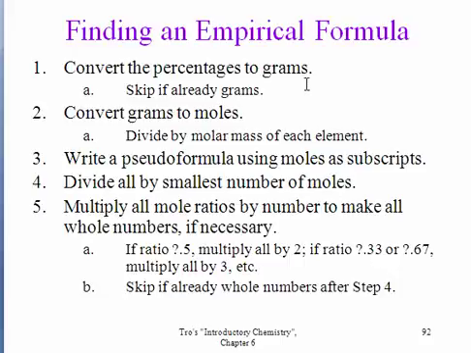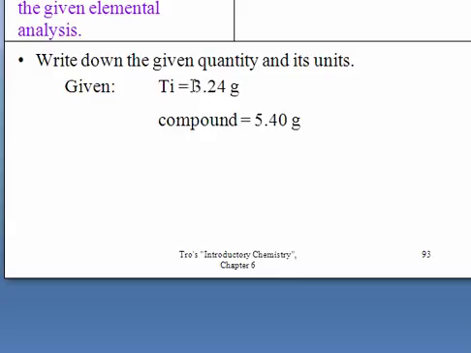So let's review the rules. If we are given percentages, we change the percentage symbol to grams. However, in this case, we already have grams, so we don't need to do that. What we're going to do is convert the grams to moles, and we do that by dividing our given mass by the molar mass of each element, which we find on the periodic table. So we're given 3.24 grams of titanium and the fact that the total compound weighs 5.40 grams.